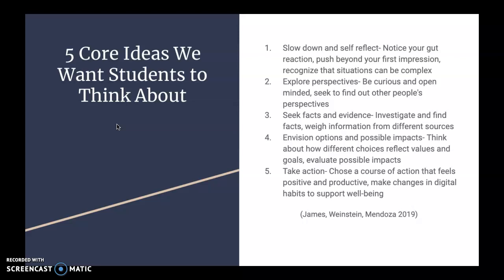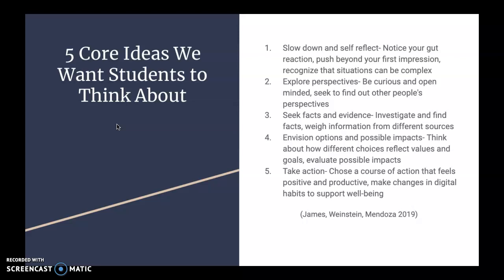2, explore perspectives. Be curious and open-minded. Seek to find out other people's perspectives. Remember, not everyone lived the same life that you did. And so people have a lot of different perspectives. Just because what they say doesn't affect you or doesn't seem true to you doesn't mean it's false to them. It still could be true to you and true to them at the same time.